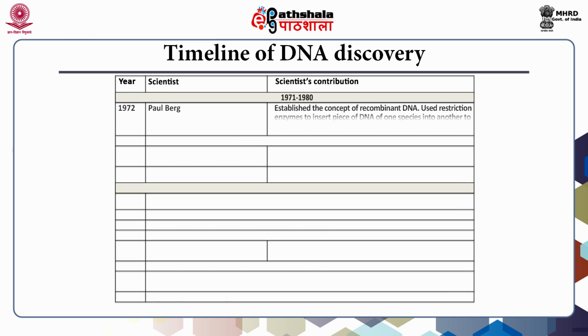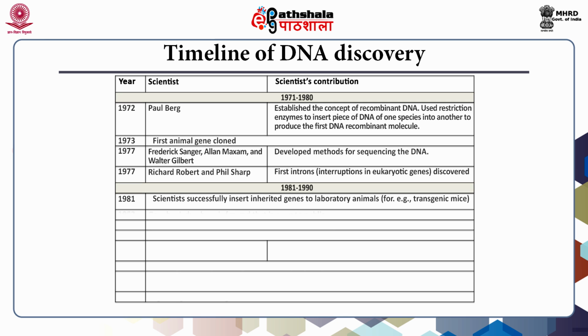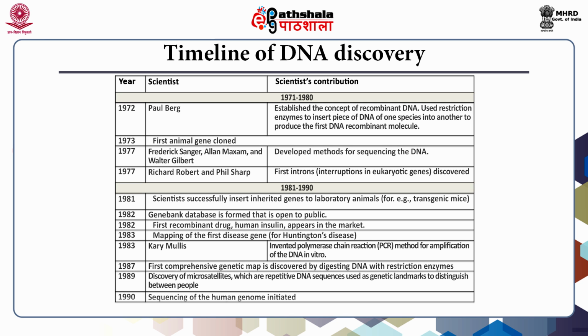From 1971 onward, a lot of scientific advancements took place. For example, the first animal gene was cloned in 1973. Sanger and his co-scientists developed the method of DNA sequencing in 1977. In 1981, the transgenic mouse was created. GenBank data was made open to the public and the first recombinant drug came into the market in 1982. Kary Mullis invented PCR, the famous polymerase chain reaction, a method for DNA amplification, in 1983.